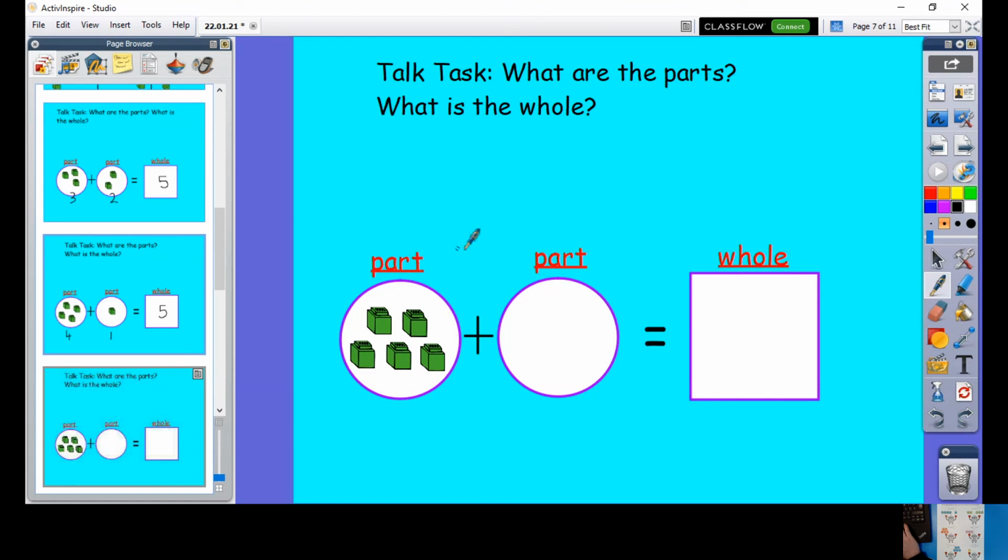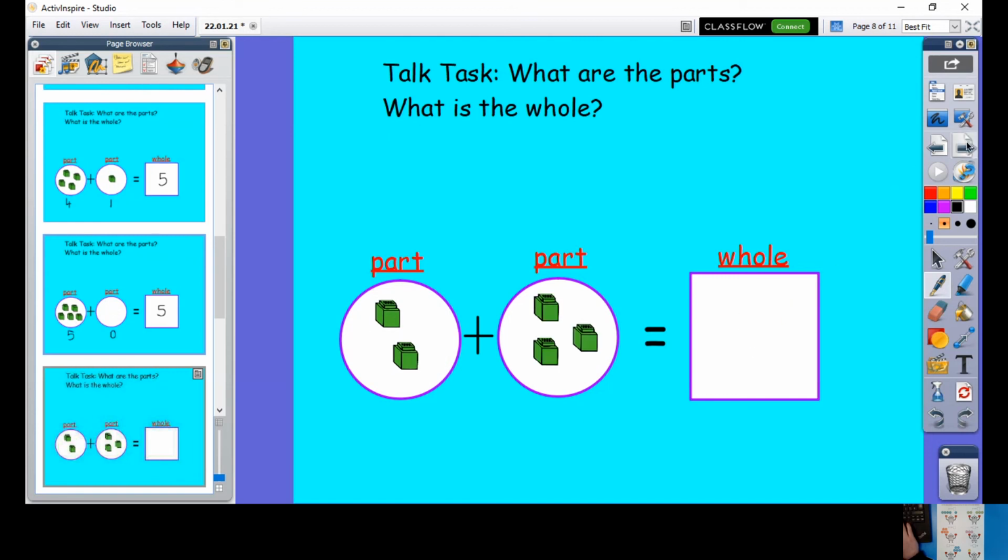Right, what are the parts and what is the whole? How many cubes have I got in this part? 1, 2, 3, 4, 5. Have I got any cubes in this other part? No. We haven't got any cubes in that part. Okay, so 5 and 0 makes 5. Well done, boys and girls. On to the next one.